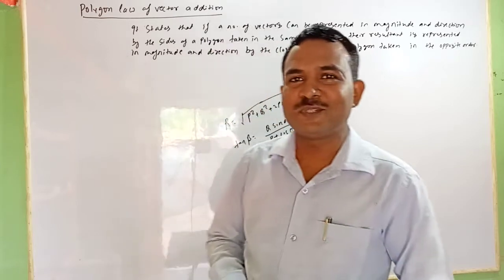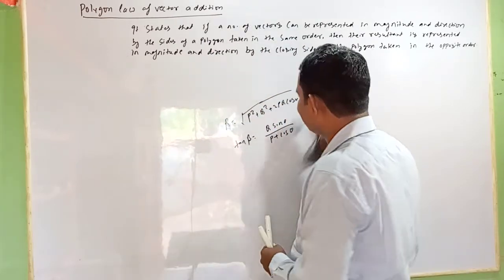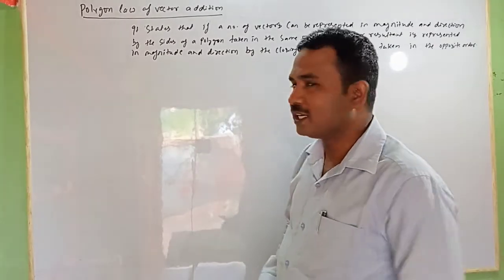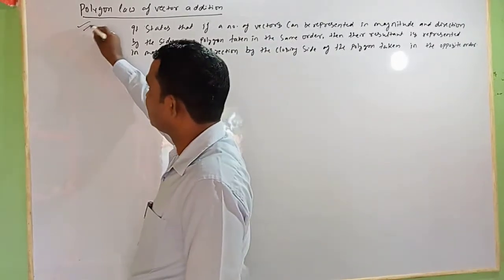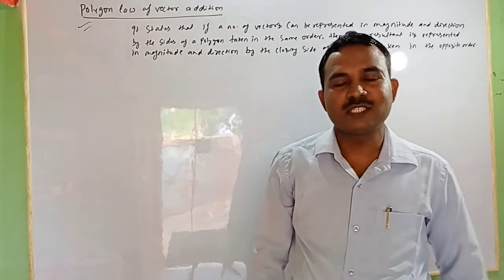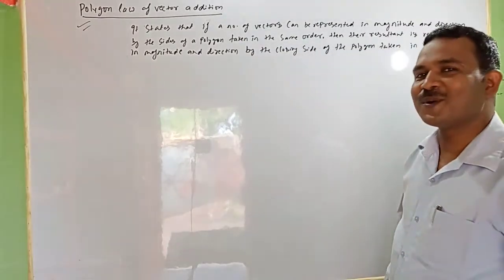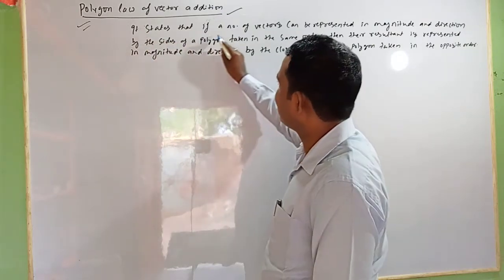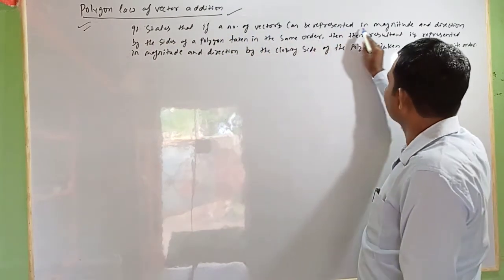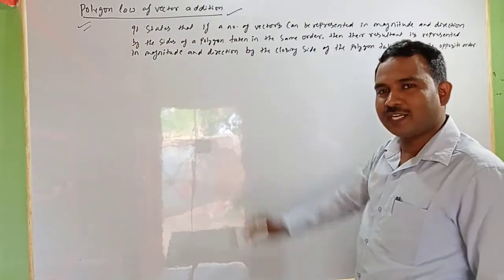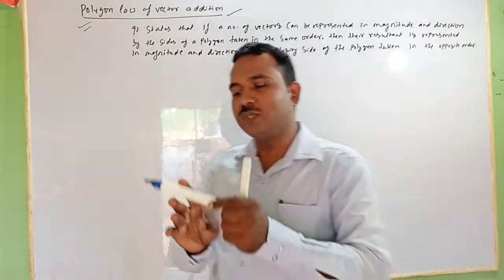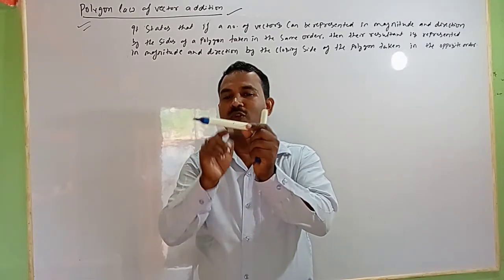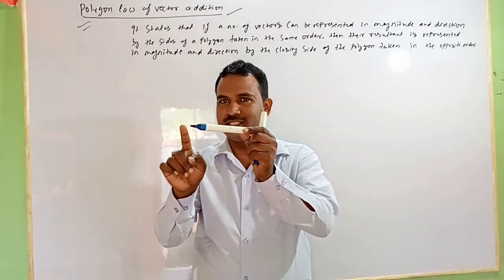Okay, now come to the points. We have the new topic, that is the polygon law of vector addition. I have already written here the statement, you can see the definition. So polygon law of vector addition states that if a number of vectors can be represented in magnitude and direction. Magnitude, you know, suppose that we have a vector, this length is called the magnitude and this is the direction. Can you see?